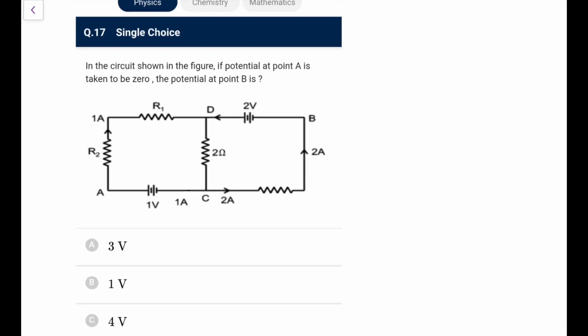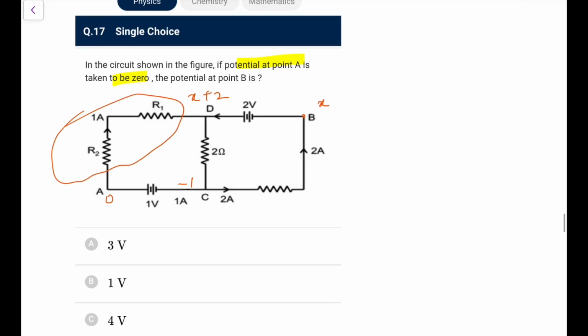In the circuit shown in the figure, if the potential at A is taken to be 0, then what is the potential at B? If it is 0, I know this is minus 1, and we have to find the potential at point B. Let's say if B is x, it would be x plus 2. Now this current of 1 ampere is going, and these two will be in series.